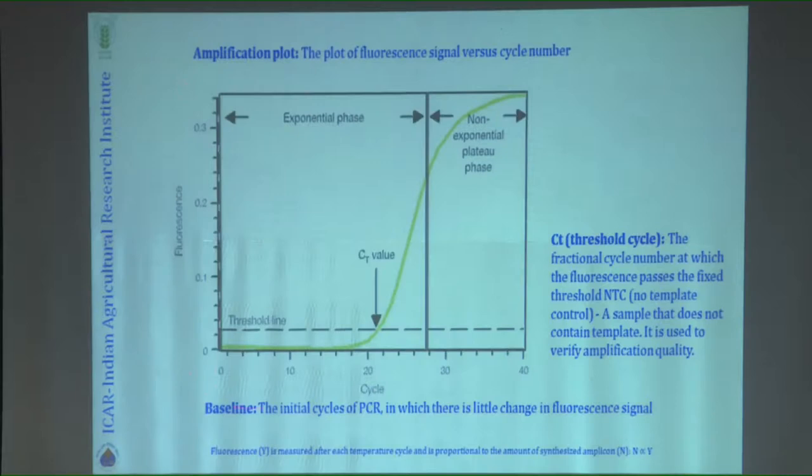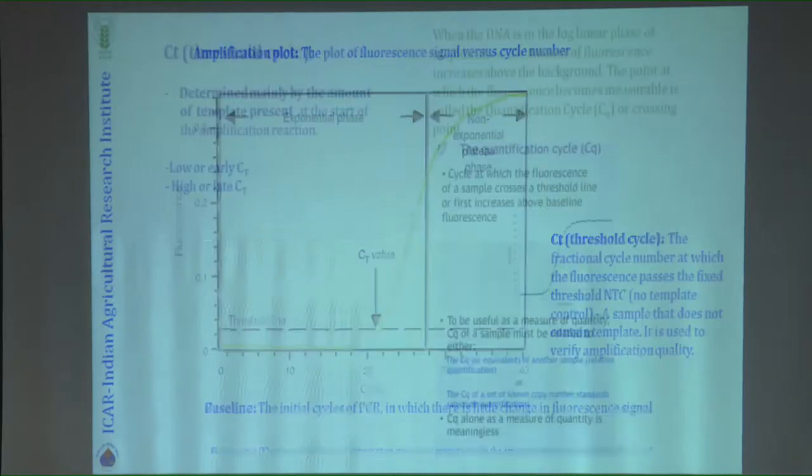When you plot fluorescence versus cycle number, you have a baseline. This is the fluorescent signal which you see. Then it starts increasing because molecules are now getting amplified and we have more amplicons coming up. This is the threshold, which we call the baseline threshold. Beyond that only we take into consideration for quantification. This is the CT value, and we use this information for all our measurements. So baseline is the initial cycles of PCR with little or no change in the fluorescent signal, and CT is the fractional cycle number at which the fluorescence passes a fixed threshold. NTC is the no template control. That's where we want to do all the quantification.